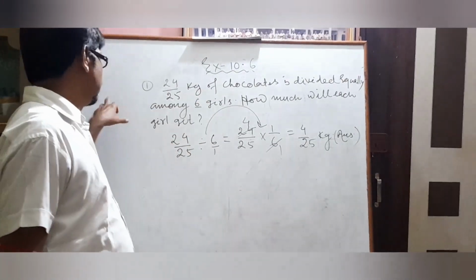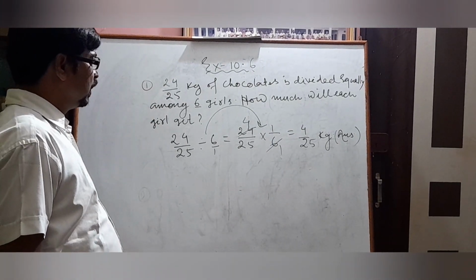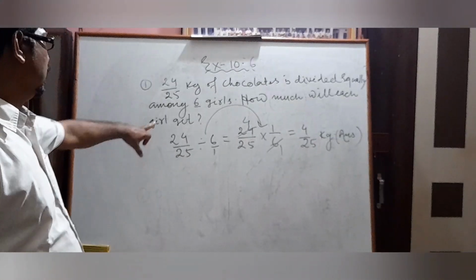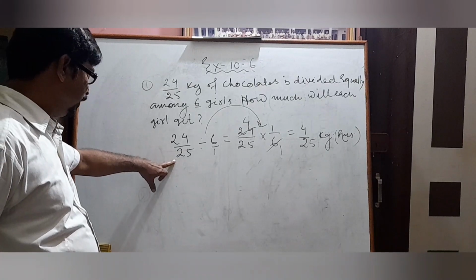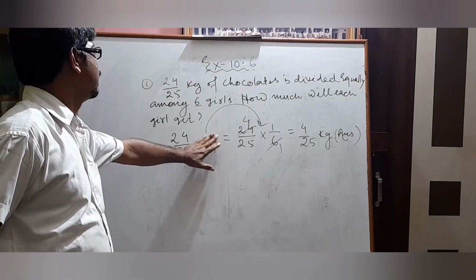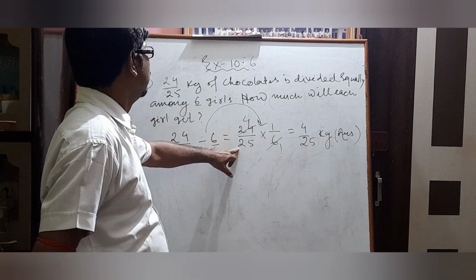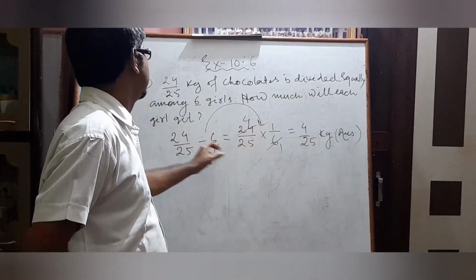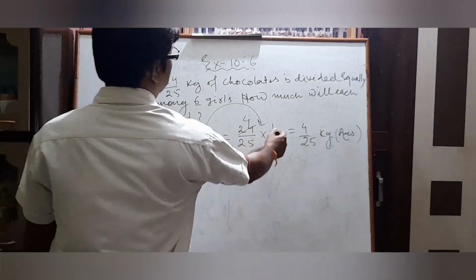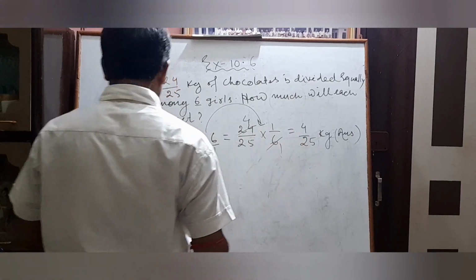Exercise 10.6, word problems. The question is: 24 by 25 kg of chocolates is divided equally among 6 girls. How much will each girl get? The amount of chocolate is 24 by 25 kg divided by 6. Here 6 means 6 by 1. So 24 by 25 multiplied by 1 by 6. The division sign will be converted into multiplication sign. Now 6 1s are 6, 6 4s are 24. The numerator will be 4 and the denominator 25. So the answer is 4 by 25 kg.